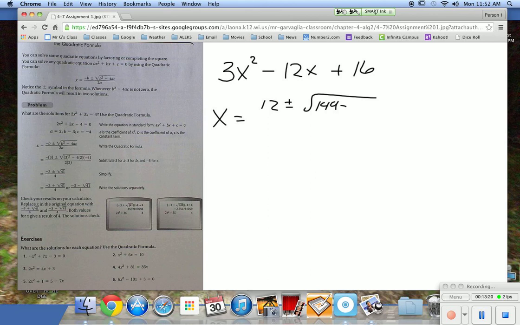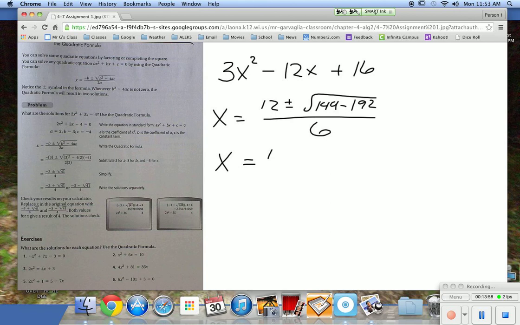Minus 4 times 3, which is 12. Oh, this is going to be a big number. This will give us an imaginary number. Right? 4 times 3 times 16, 192, over 2 times a, which is 6. Yes, you can come up with an imaginary number. If you come up with an imaginary number in here, then you leave it as imaginary.